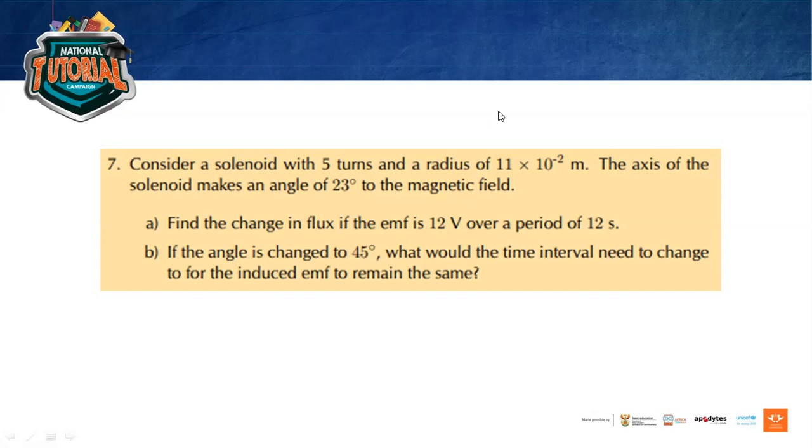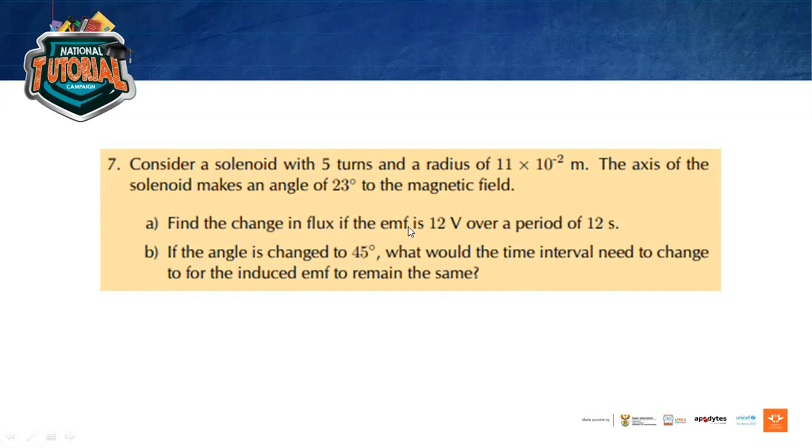It says here, consider a solenoid with 5 turns and a radius of 11 times 10 to the power minus 2. The axis of the solenoid makes an angle of 23 degrees to the magnetic field. So what do they want here? Number one, find the change in flux if the magnetic field is 12 volt over a period of 12 seconds. And number B, if the angle is changed to 45 degrees, what would the time interval need to change to for the induced EMF to remain the same?